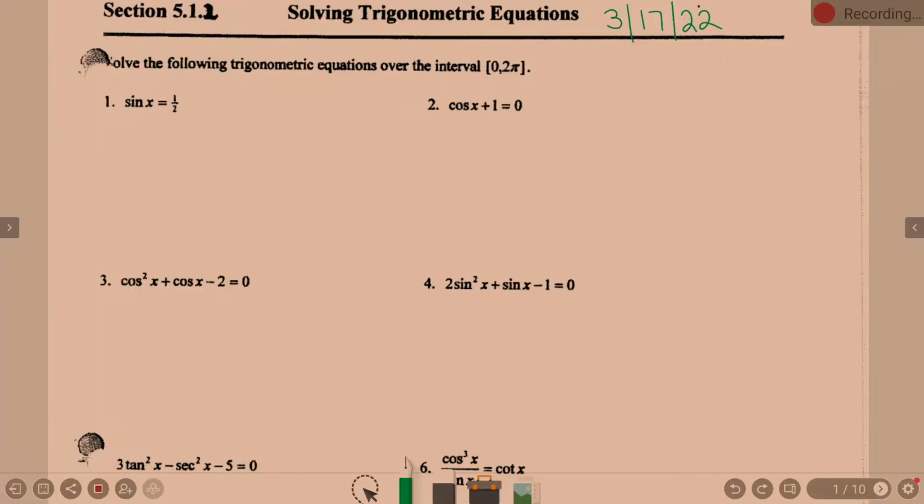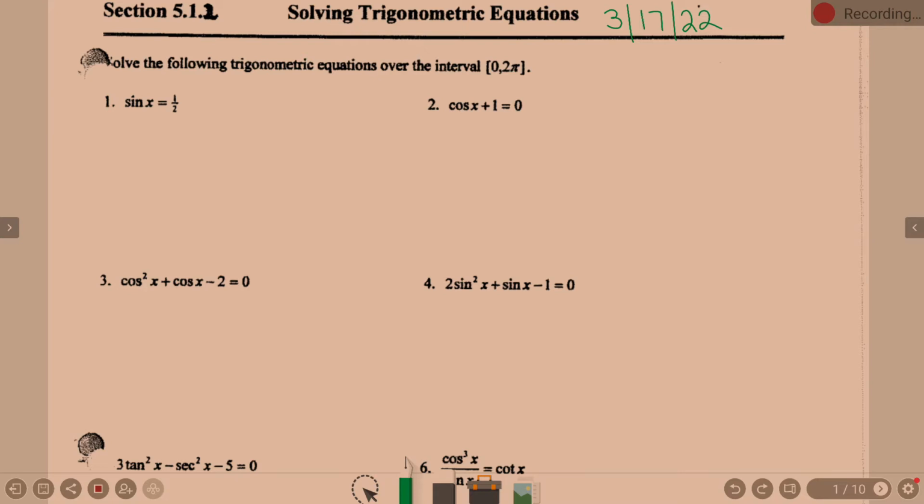We are looking at lesson 5.1.2, so we're solving equations now. We've been working on simplifying expressions, and we're still going to use a little bit of that simplifying, but now we're going to solve equations. So taking our algebraic steps to solve an equation, and just putting trig functions in place of the x's, basically.